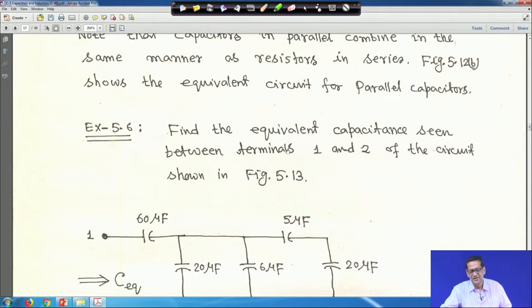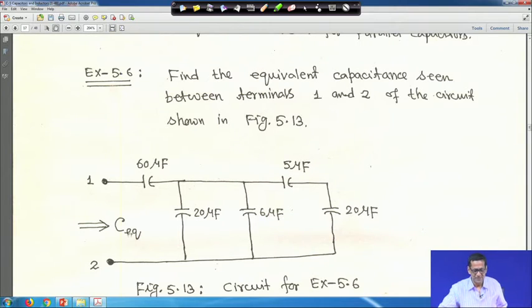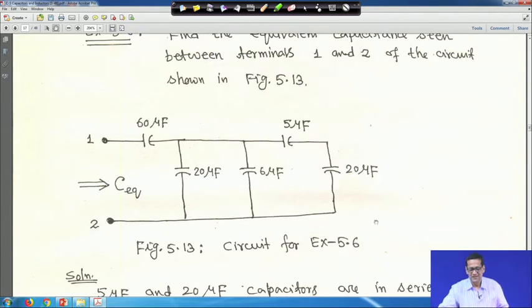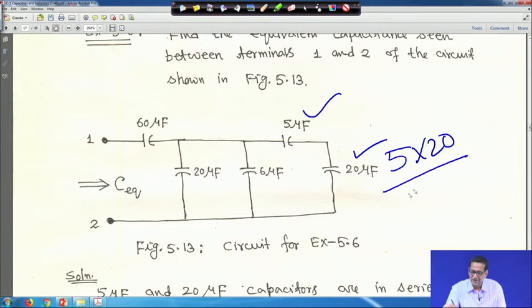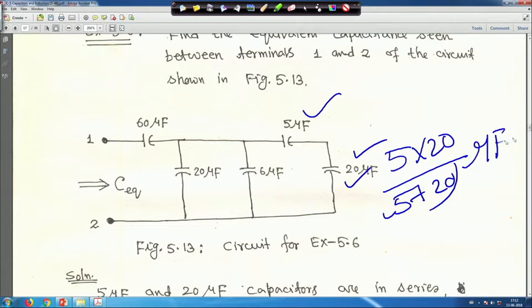Take this example: find the equivalent capacitance seen between terminals 1 and 2 of the circuit. You have to find the equivalent capacitor. Look, here in the circuit, 5 microfarad and 20 microfarad are in series. That means you have to combine them the way you do when resistors are in parallel. So, the equivalent will be 5 into 20, divided by 5 plus 20, because these two are in series, in microfarad. So, it is 100 over 25, which becomes 4 microfarad. So, the equivalent will be 4 microfarad.